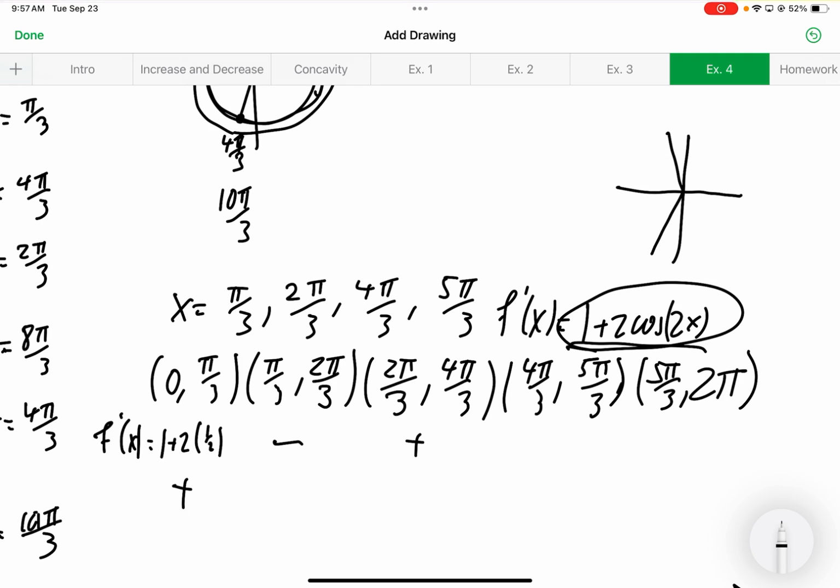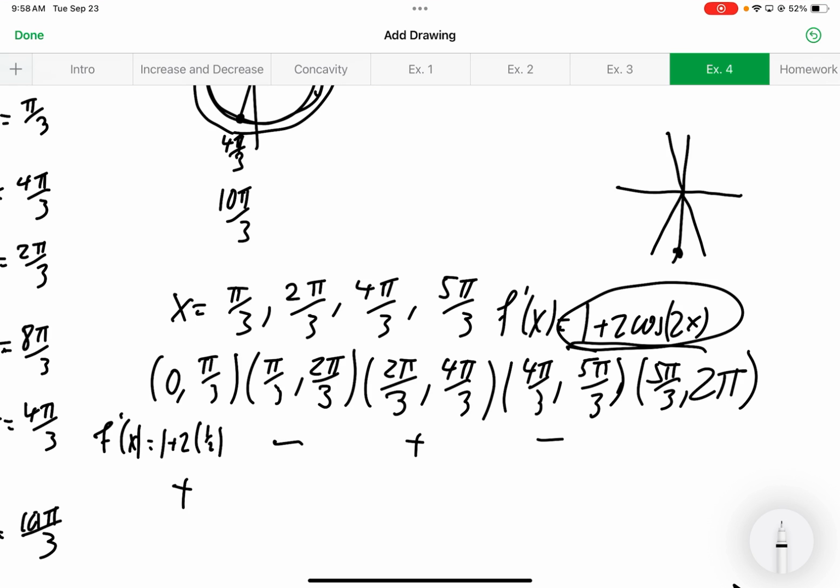Okay, between 4 pi over 3 and 5 pi over 3. Yeah, 3 pi over 2. So 2 times 3 pi over 2 is going to be 3 pi. Cosine of 3 pi is around the unit circle and a half, which would be a cosine, or an x value, of -1. So -1 times 2 is -2. 1 plus -2 is going to give me a negative output.